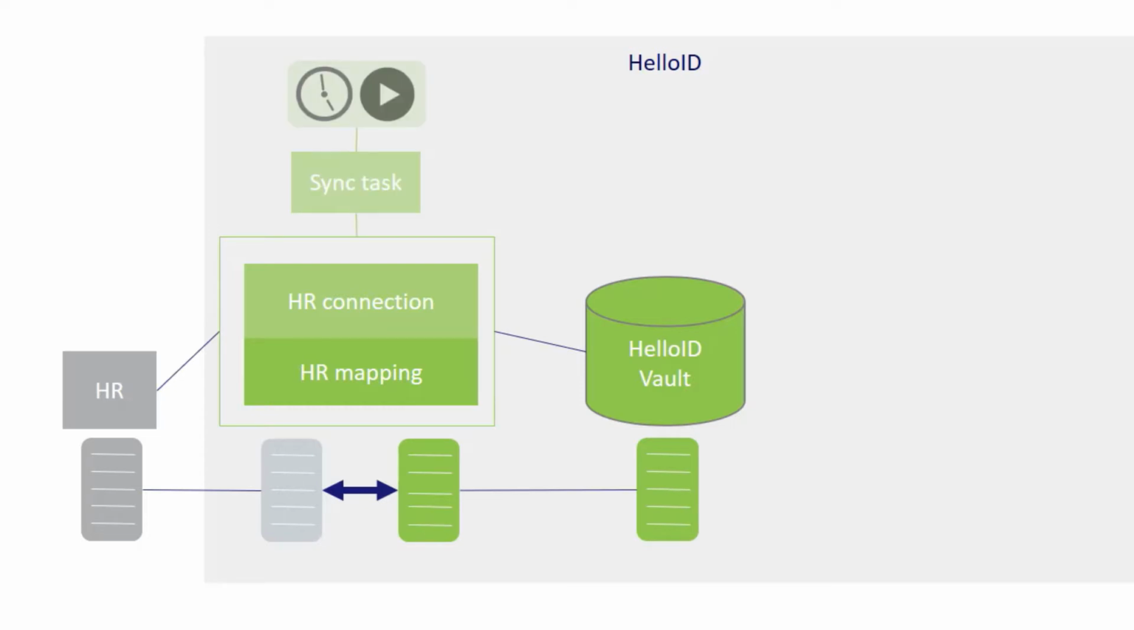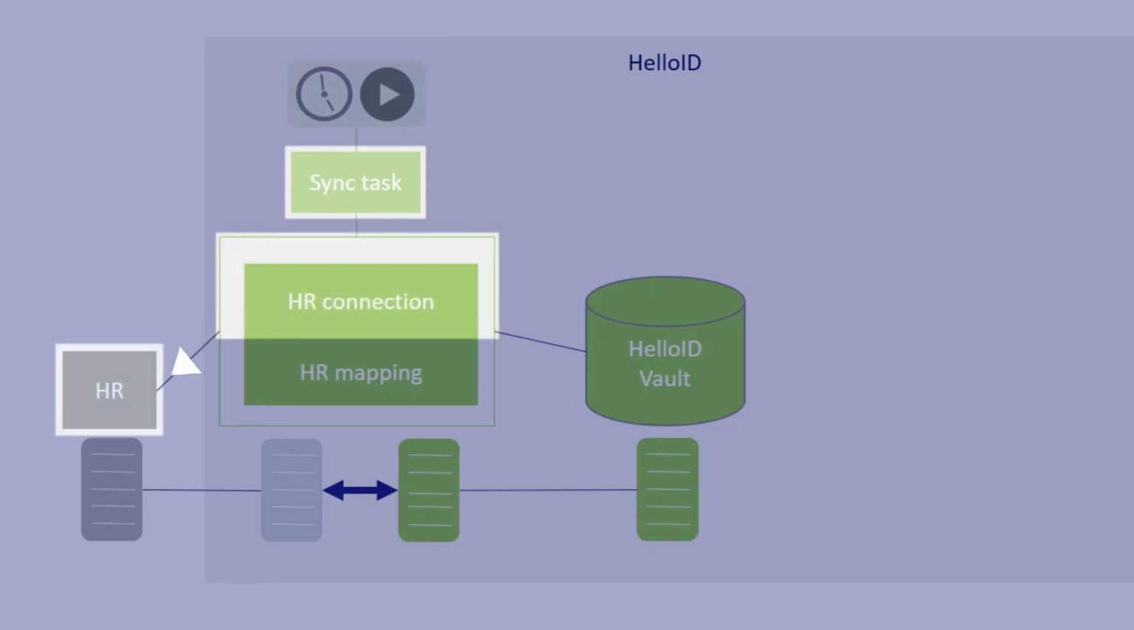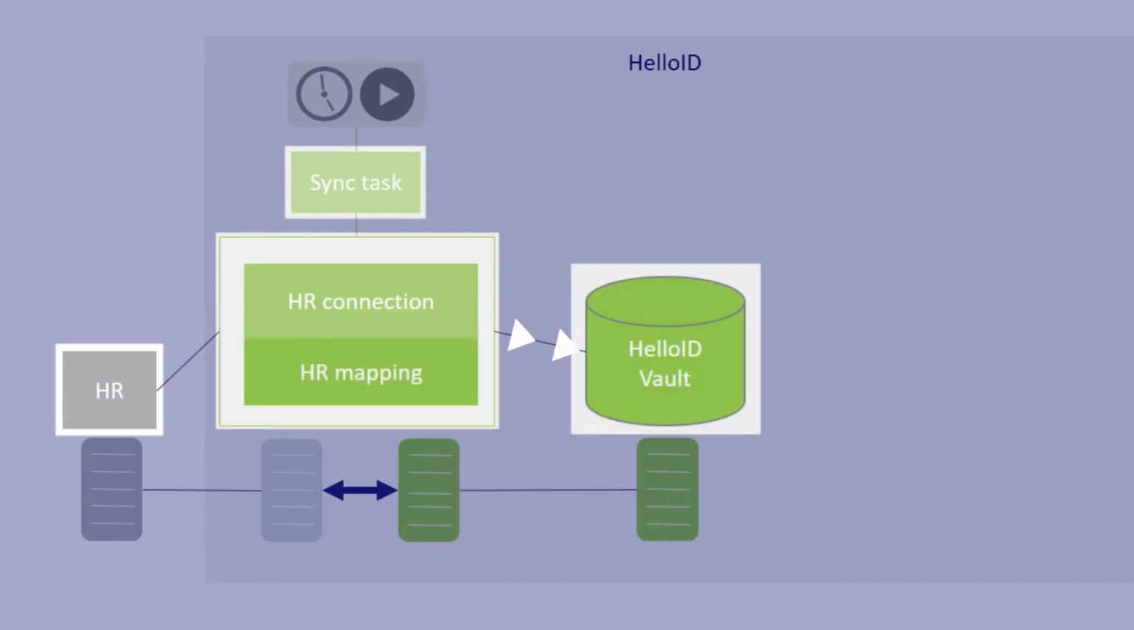This whole set can be run instantly, or it can be scheduled to run, for example, every night. When the task is executed, the task will set up the connection with HR, retrieve the information, execute the mapping, and transfer the information to the Vault.